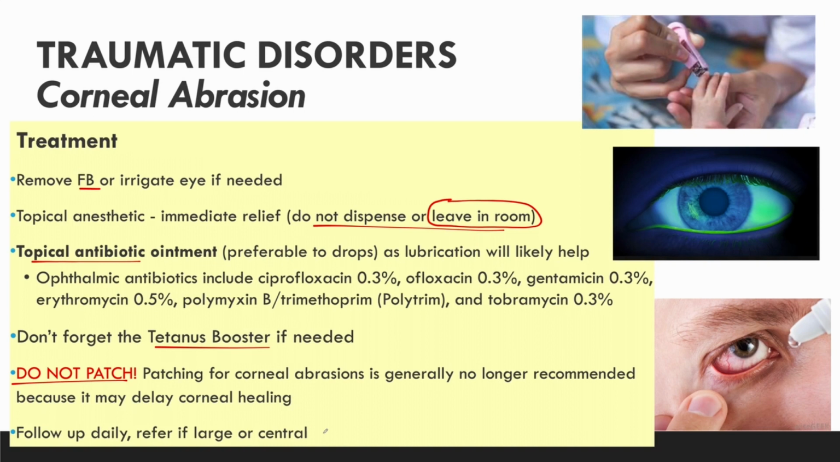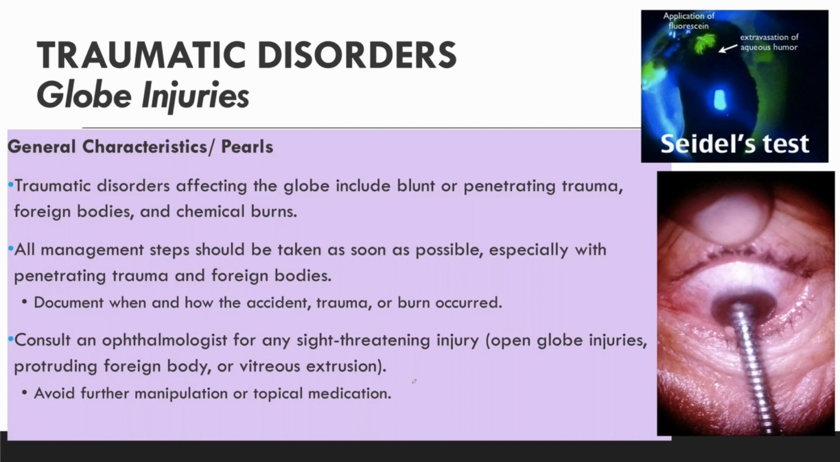And then they need follow-up with an eye specialist, especially if the abrasion is like here where you're seeing, and it can impair your vision. So globe injuries. The eye is a closed structure, right? It's a globe. It's like a really firm water balloon. It has different types of liquid within it, but it is a closed system. And so anytime we have a blunt or penetrating injury, it can cause significant and permanent damage to the eye.